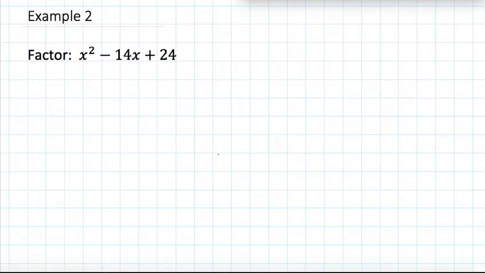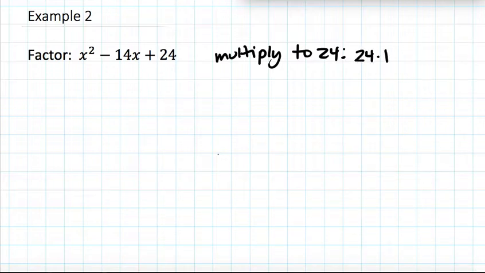Next, we're going to look at example 2. This is pretty similar. We're going to start by looking for numbers that multiply to 24. So 24 could be 24 times 1. It could be 12 times 2. It could be 8 times 3. Or it could be 6 times 4. So now what I'm looking for is the pair that adds to 14, and then we'll talk about the signs in a minute. So which of these pairs add to 14? Well, that would be 12 plus 2 is 14.